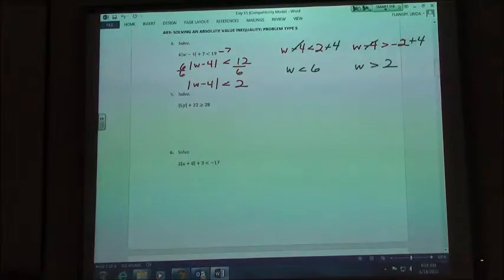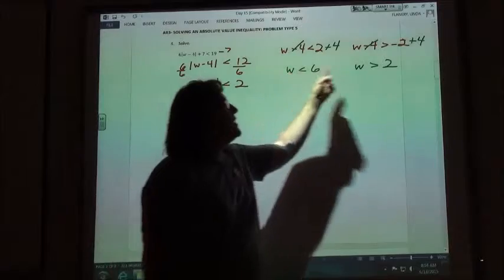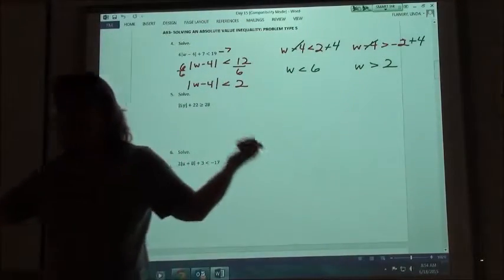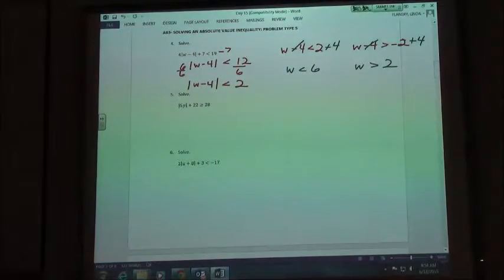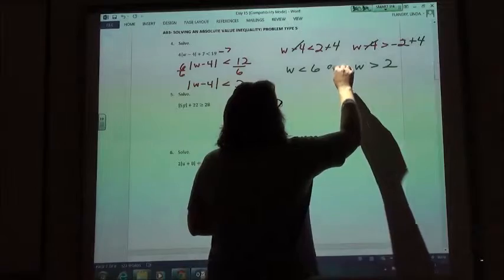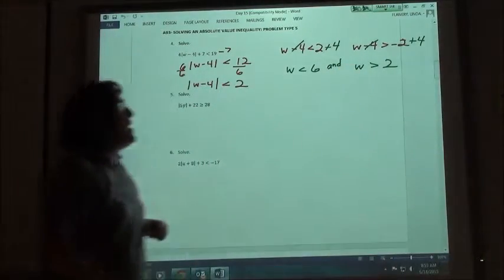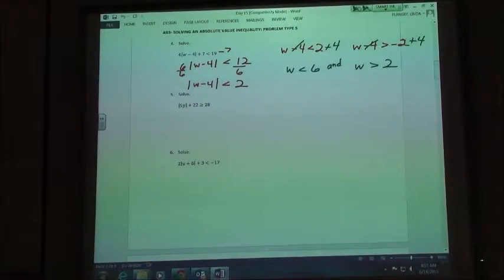Now in these ones you're not going to graph them, but you either have to connect them with the word and or the word or. And so I want to think about it. If I'm less than 6 and greater than 2, am I going in the two opposite directions, or am I between the two numbers? Between the two numbers. I could put it like this and just put the word and in between. It's perfectly acceptable to do.